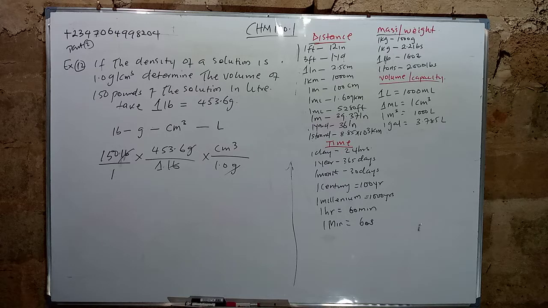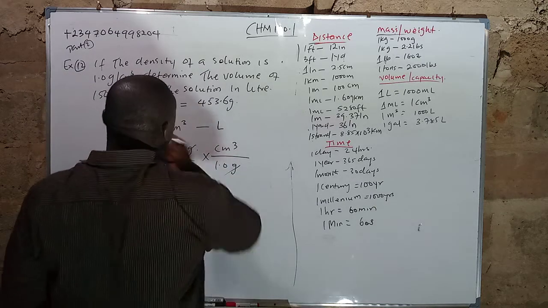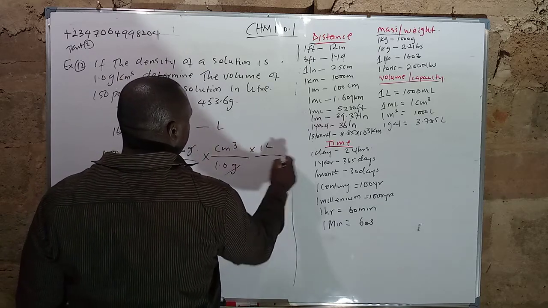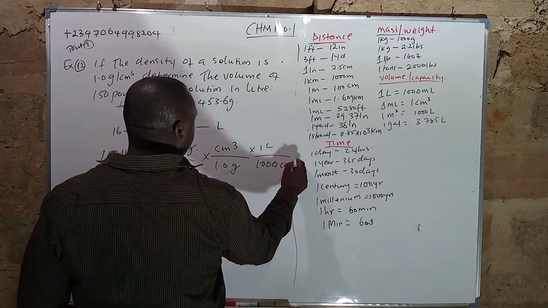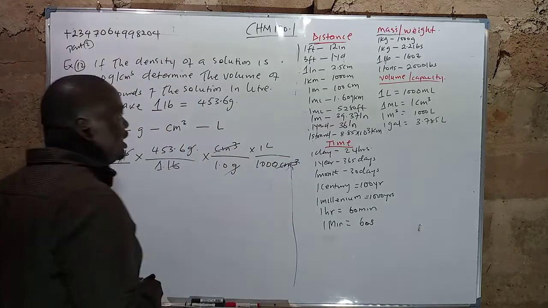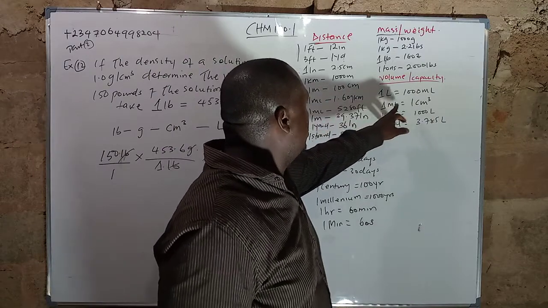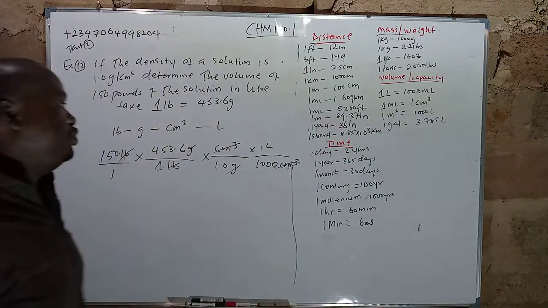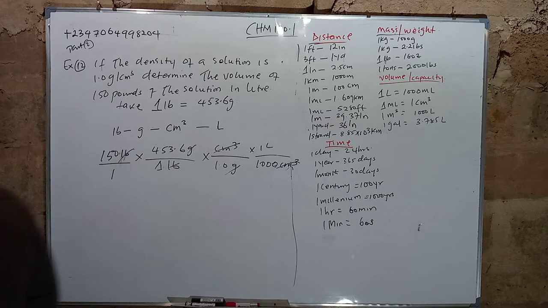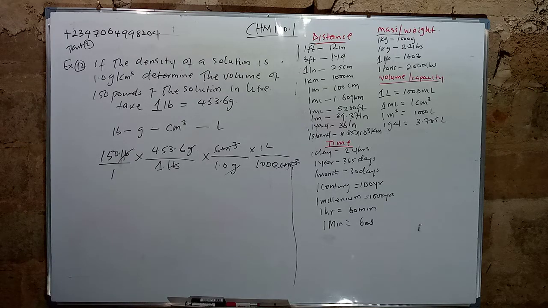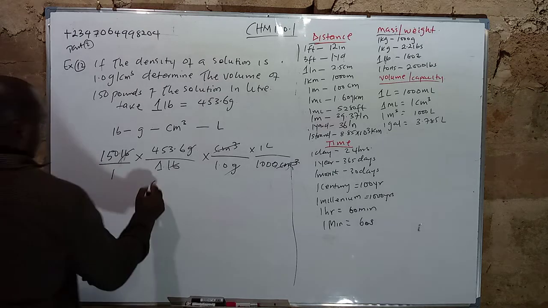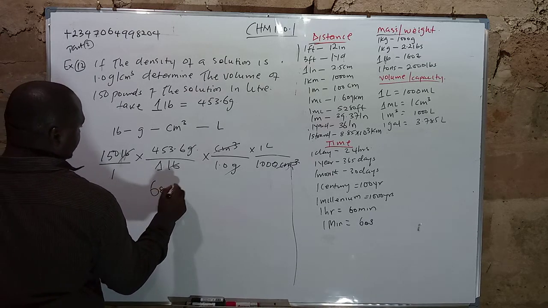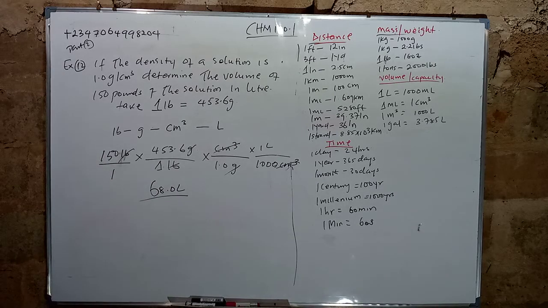So from here, 1 liter is equivalent to 1000 cm cube. So from this place, 1 liter all over 1000 cm cube. So this will cancel this. Now 1 liter is equivalent to 1000 milliliter. Remember, milliliter is the same thing as cm cube. That's why I said 1 liter is equivalent to 1000 cm cube. So if you solve it by punching your calculator as usual, you will get an answer of 68.0. So the volume is 68.0 liters. I'll be dropping more examples on this, more harder examples.